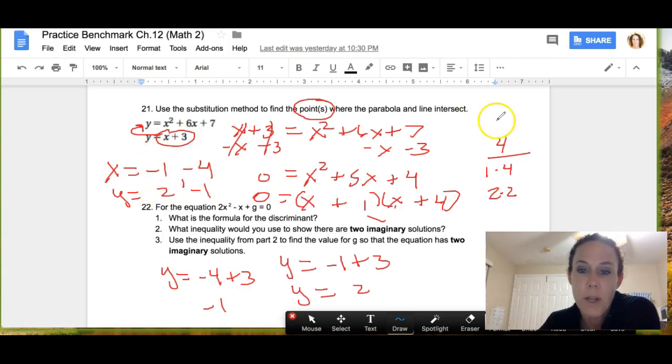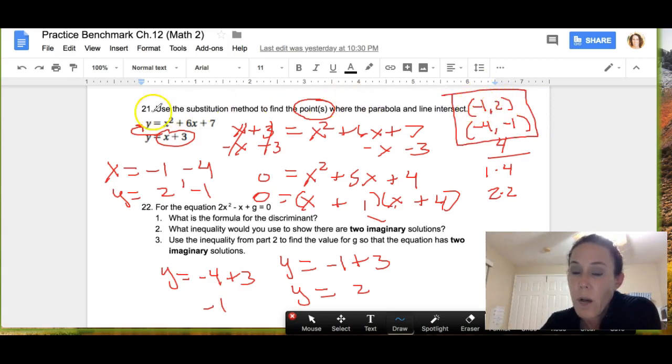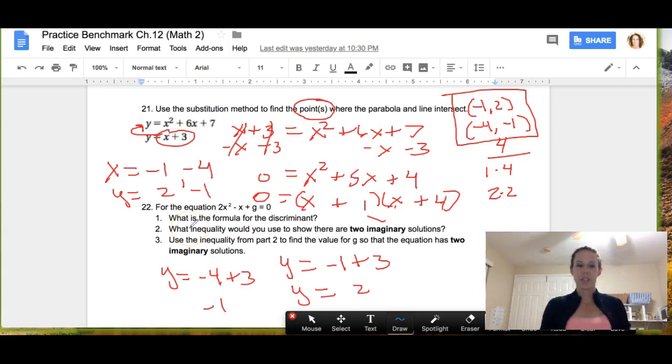My points are going to be -1, 2 and -4, -1. Here are my points, and this would be my solution. -1 and 2 is where these two intersect, and -4, -1 is where these intersect. You can always check this on a grapher. See if it's where these intersect.